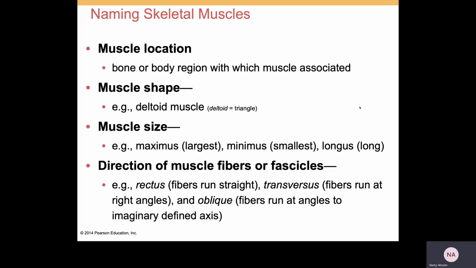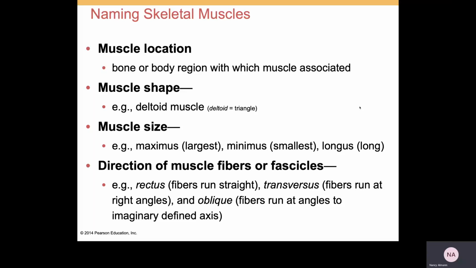So how do we actually name skeletal muscles? There are a number of criteria which are sometimes mixed together. So muscle location, when you talk about the gluteals, for example, you know where they're going to sit. When you talk about the erector spinae, you know they're going to be associated with the spine.